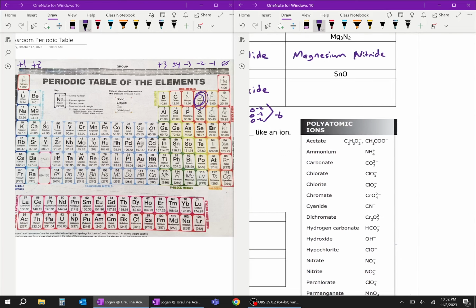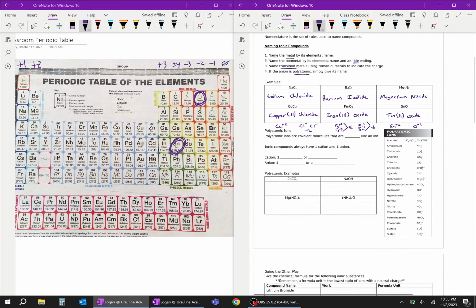Now, tin, Sn right here, would normally be considered to have a plus or minus 4 charge. However, because it's a metal to the right of transition metals, it might be acting like a transition metal, and we can double check that. My oxygen will always have a negative 2 charge based on where it is on the periodic table. As a result, a single tin has to have a positive 2 charge. That means it's not behaving the way the other elements in its family might behave. It's acting more like a transition metal. So this is tin 2 oxide.